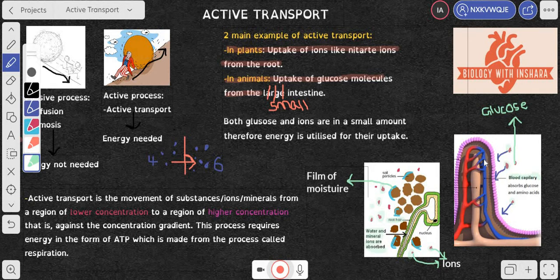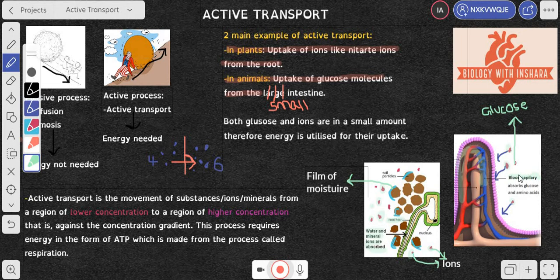So these vessels here, the blue and the red region, are the vessels that absorb our glucose molecules. You can see from the arrow that the amount of glucose is smaller outside of the villus, and the concentration is greater inside the vessels, right? So through active transport they move in.